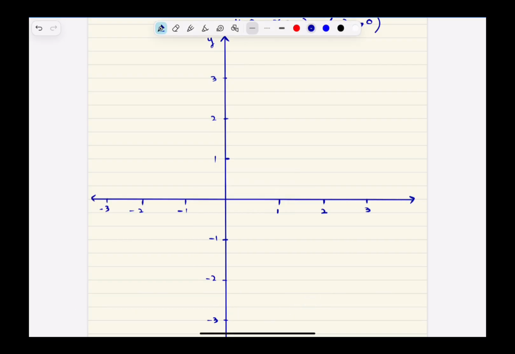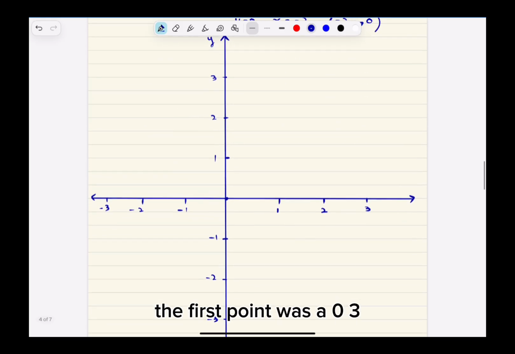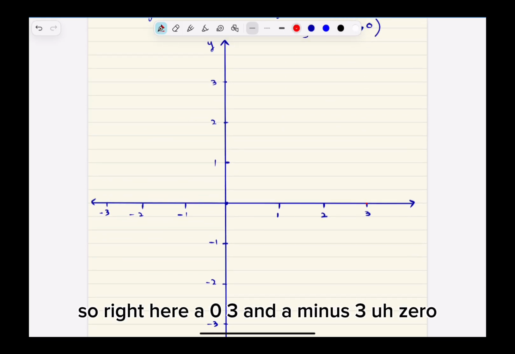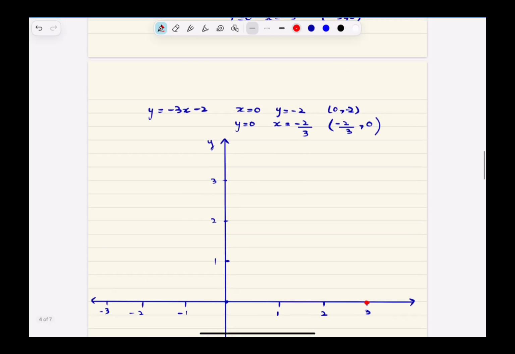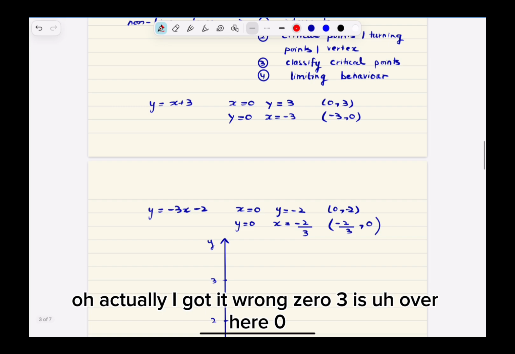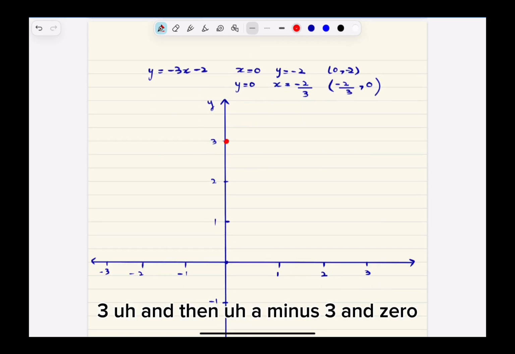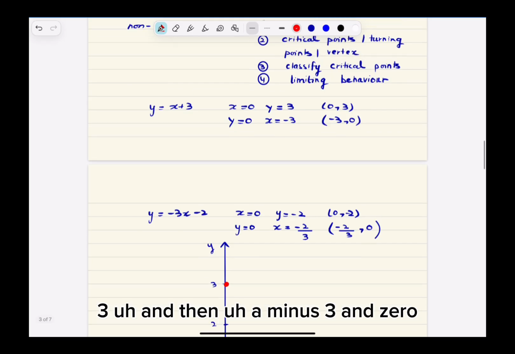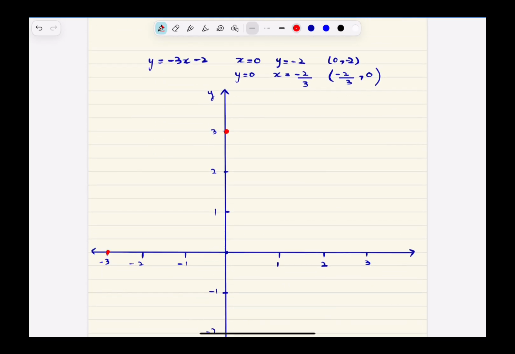Plotting these points, the first point was 0, 3. So right here, 0, 3. And minus 3, 0. Oh, actually, I got it wrong. 0, 3 is over here. And then minus 3 and 0. Okay, here we go.